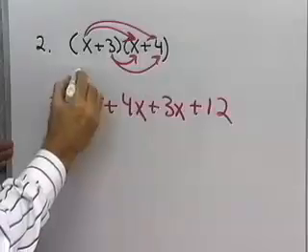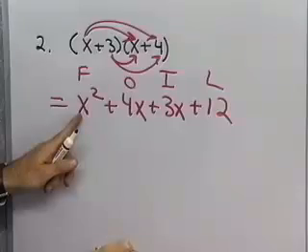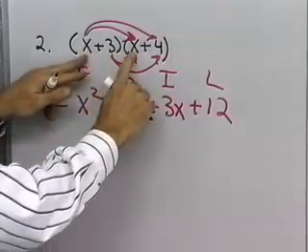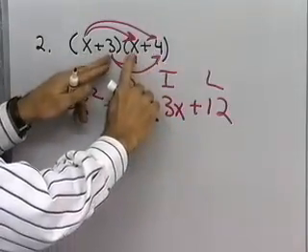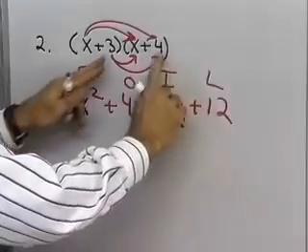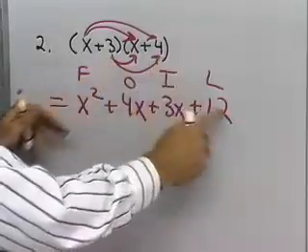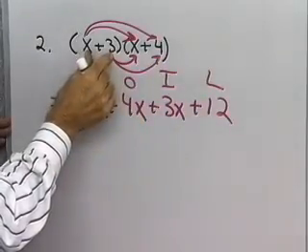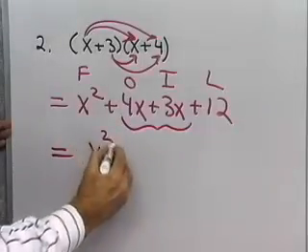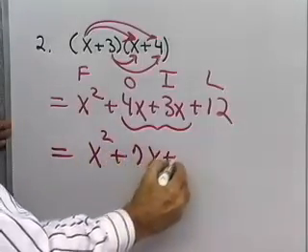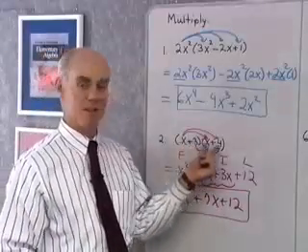Some people like to call this the FOIL, F-O-I-L method, because the x squared, which I've listed under F, comes from the first two together. 4x comes from the outside terms multiplied. 3x is the inside terms multiplied. And 12 is the last terms multiplied. So first, outside, inside, last, and that will give you every combination of these terms here times these terms here. Now, 4x and 3x are similar, so I can simplify further into x squared plus 7x plus 12. So that trinomial right there is the product of these two binomials.